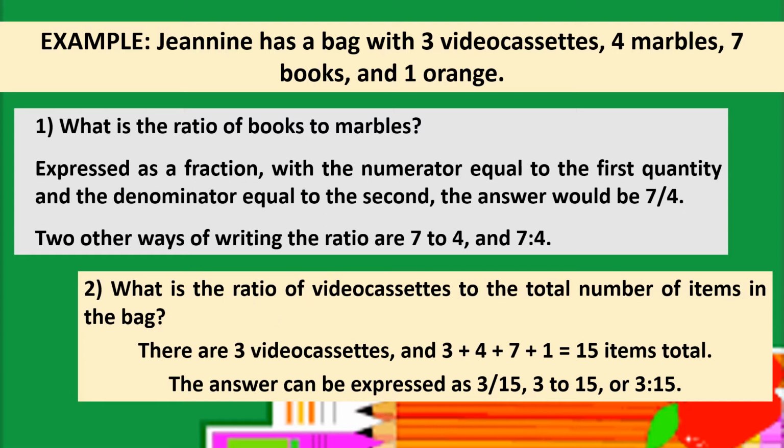For our second problem, what is the ratio of video cassettes to the total number of items in the bag? The first quantity refers to the video cassettes. So obviously we have 3 video cassettes. And then the total number of items in the bag. So here we need to identify the total number of the objects inside the bag, which are 3 plus 4 plus 7 plus 1. So we have here a total of 15 items. So the answer can be expressed as 3 over 15, 3 to 15, or 3 is to 15.